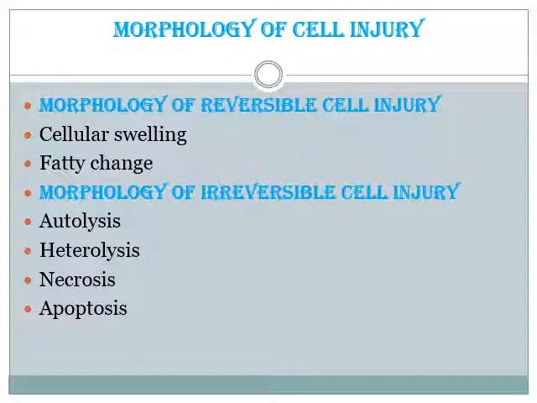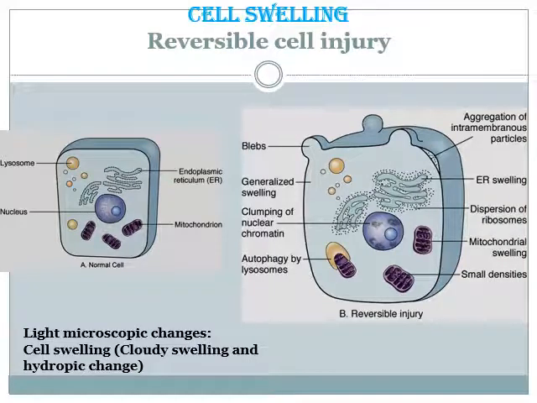Now the morphology of cell injury. Morphology of reversible cell injury includes cellular swelling and fatty change. And morphology of irreversible cell injury includes autolysis, heterolysis, necrosis, and apoptosis. Cell swelling. It is a reversible cell injury. In this, there is a cloudy swelling and hydropic change in the cell.